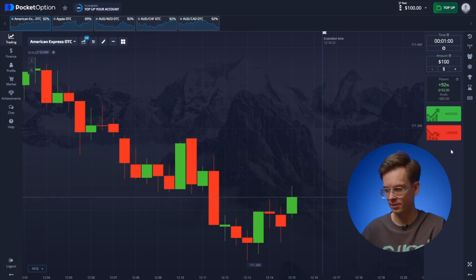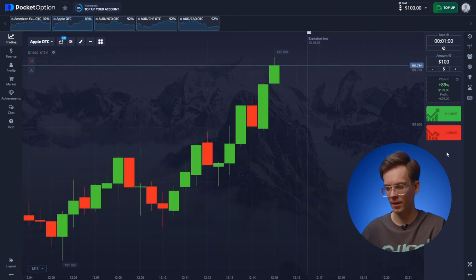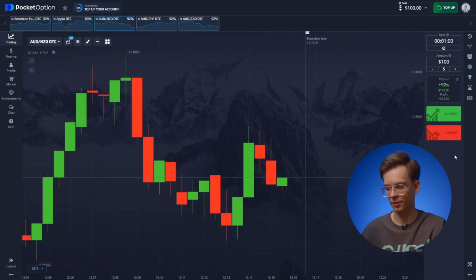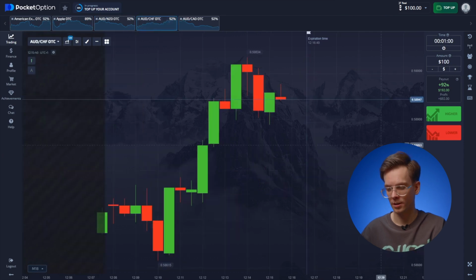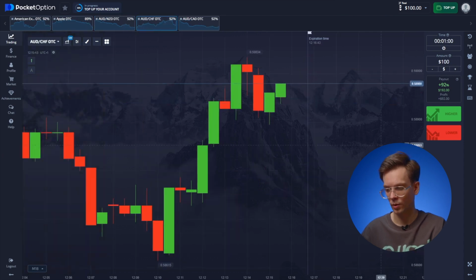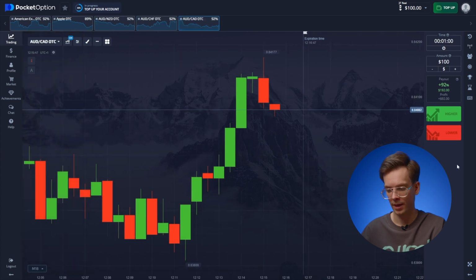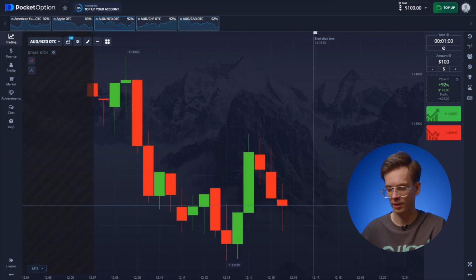American Express, got it. Next up, Apple. Aussie and New Zealand dollar. Oh, I like this one. Let's keep it in mind. The Aussie and franc. Well, Australian and Canadian too. Now back to Aussie and New Zealand dollar.